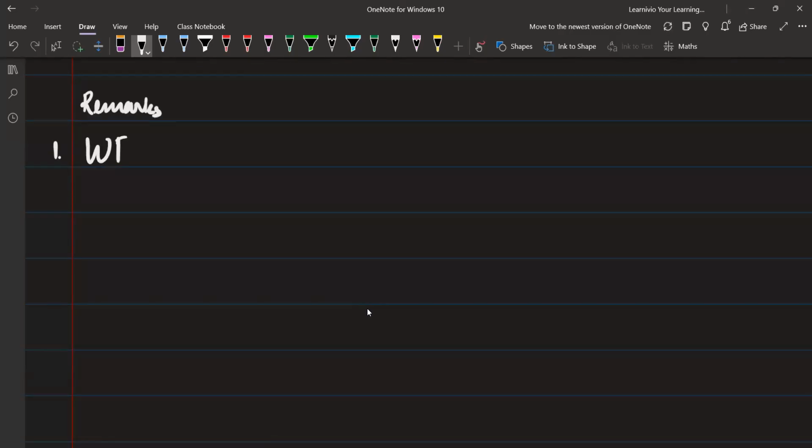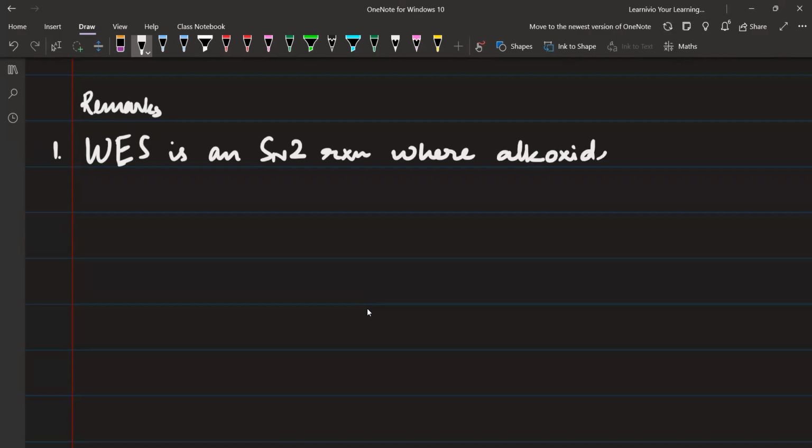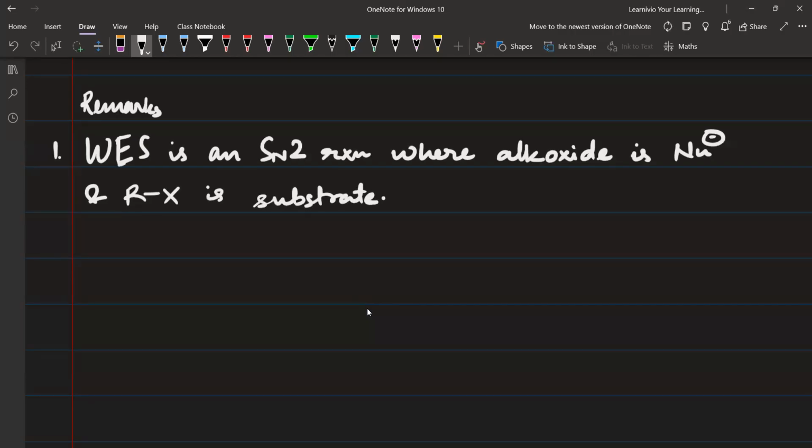So the Williamson ether synthesis is an SN2 reaction where alkoxide is nucleophile and haloalkane, the RX, is substrate. ठीक है? अच्छा, SN2 के लिए तो बताइए, what is the reactivity of SN2?